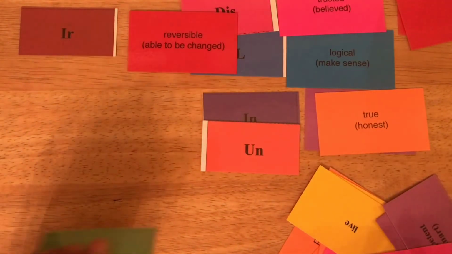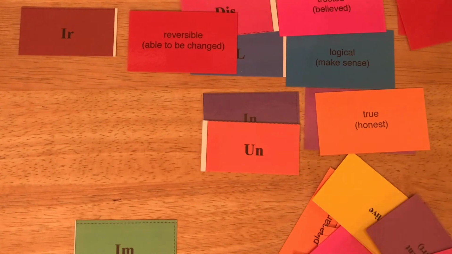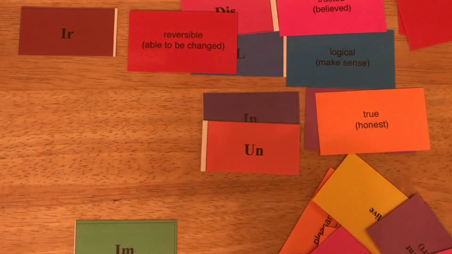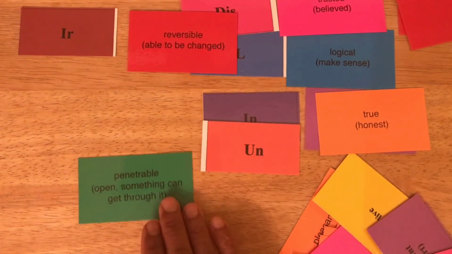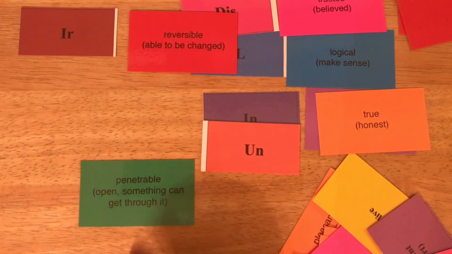And finally, I have I am. And I don't know if I have any greenies here with me, green cards, but if I did, oh, let's see. Look at my pile. Help me out here, guys. Do I have any greens? I'm looking for a green. My assistant is helping me here to find a magic green. Oh, yes, we did. Penetrable is my word. Penetrable means open, something that can get through it.